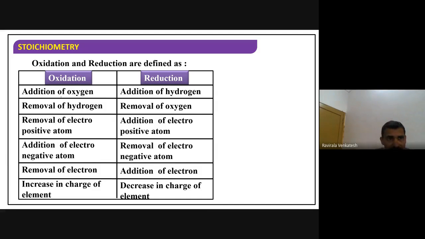So let me finalize this one. Addition of oxygen is oxidation, addition of hydrogen is reduction, removing of hydrogen is oxidation, removal of oxygen is reduction, removal of electropositive is oxidation, addition of electropositive is reduction, addition of electronegative is oxidation, removing of electronegative is reduction. Removing of electron is oxidation, very important. Addition of electron is reduction. Increasing the positive charge or decreasing of negative charge is called oxidation, and increasing of negative charge or decreasing of positive charge is called reduction reaction. These are things we have discussed already.